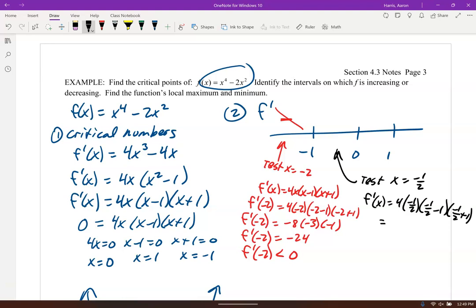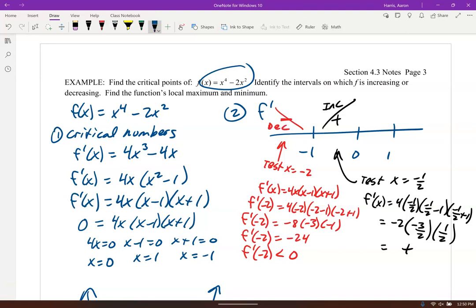So I got 4 times -1/2, I got -2, -1/2 minus 1, I got -3/2, I got 1/2. Negative times a negative is a positive. All I care about is this is positive. So the function is increasing, positive. F prime is positive. So the original function is increasing between -1 and 0. Over here it was decreasing, right?